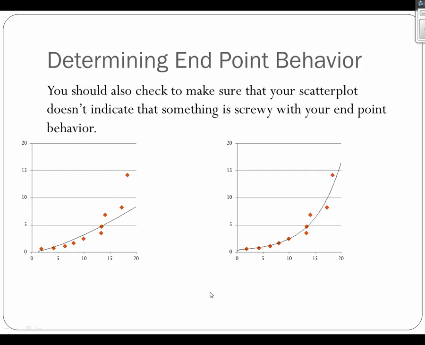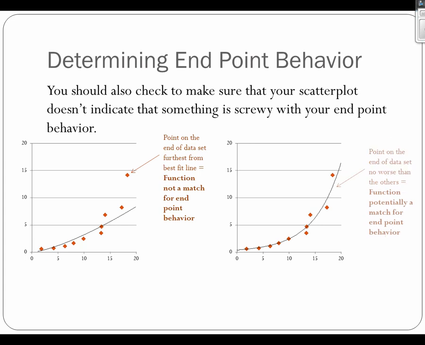You should also check to make sure that your scatter plot doesn't indicate that something's screwy with your endpoint behavior. In this case here, the point that is on the end of the data is the furthest from the best fit line, and that's a really good indication that your endpoint behavior is incorrect for the function that you've tried to fit through the data. Here, the point on the end is no worse than any of the other points, which means it's potentially a match for endpoint behavior. Notice that this is not the only way that you determine endpoint behavior. This is just part of the decision. You have to use what you know about the functions in order to determine whether the function is the best fit for your data. That's it.